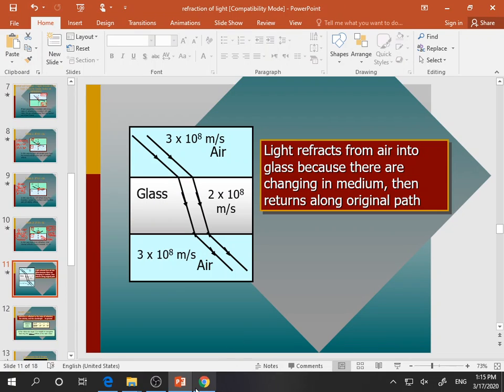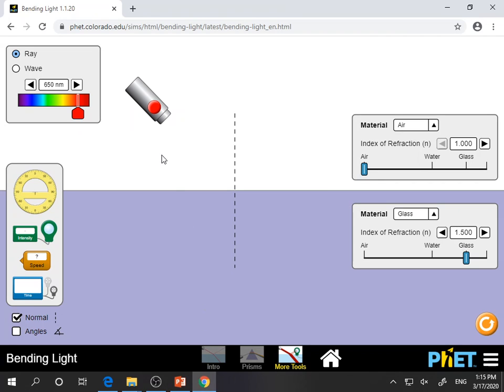Welcome back again. Today, inshallah, we're going to see a simple experiment using PhET, which is a virtual lab. Simply, now the light will travel from a medium with lower index to a medium with higher index. On the upper part we have air, and on the lower part we have glass.